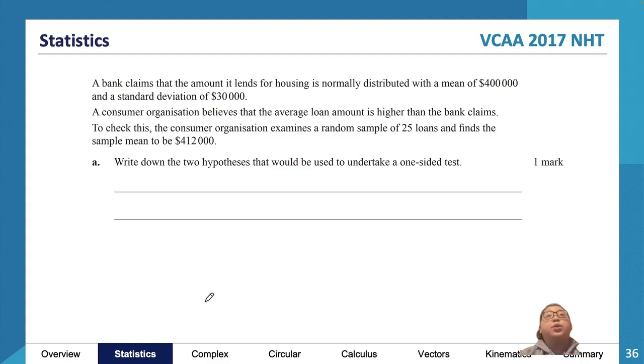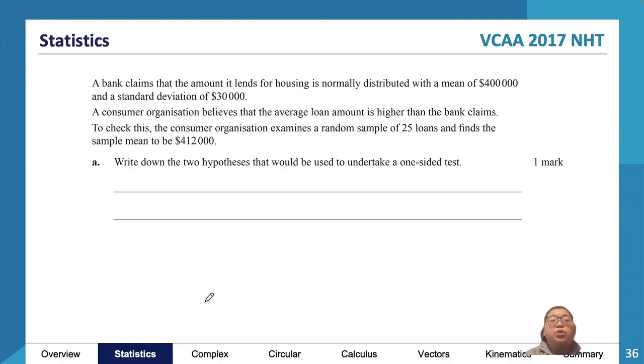Good. Okay. So let's have a go at doing this ourselves now. So we have a bank claim that the amount it lends for housing is normally distributed with a mean of 400,000 and a standard deviation of 30,000, right? So a consumer organization believes that the average loan amount is higher than the bank claims. So check this, a consumer organization examines a random sample of 25 loans and finds the sample mean to be 412,000. So write down two hypotheses.